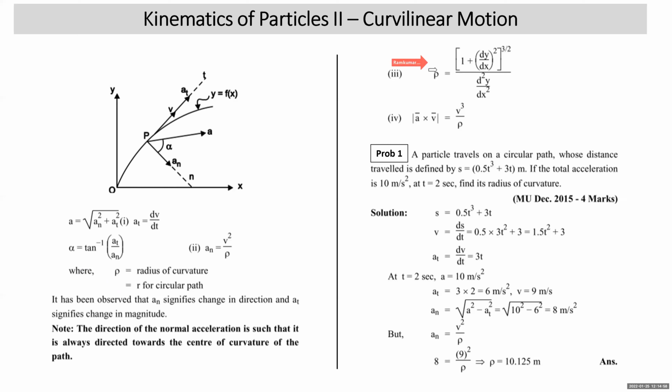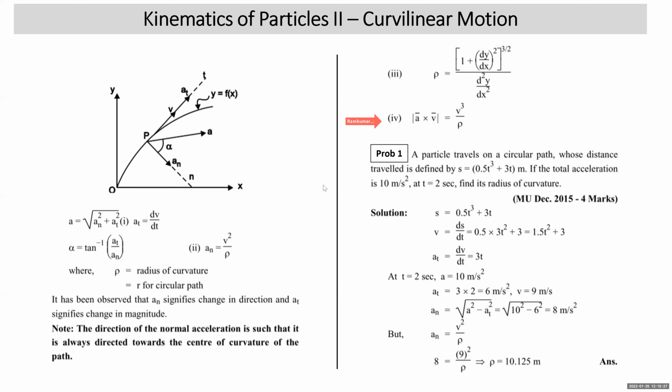Its derivation is covered in mathematics, so in mechanics we don't talk about this derivation. Rho is equal to 1 plus dy by dx square raised to 3 by 2, divided by d2y upon dx square. We also use one more formula. When acceleration and velocity vectors are given to you, you can also find the radius of curvature using this formula. Actually, students, this formula as well as that formula are one and the same thing, only different formats.